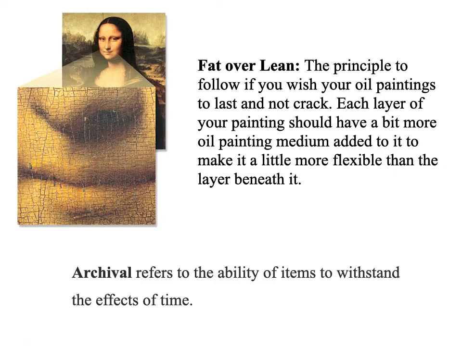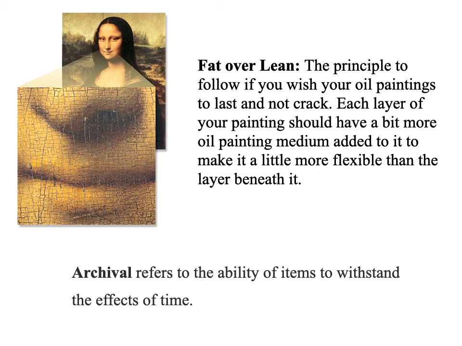Another important term that we're going to talk about a lot this semester is fat over lean. Now, fat over lean is the principle that allows you to create your paints to be archival. So the idea behind this is that each layer of your painting should have a little bit more oil paint medium added to it than the one that's underneath it.